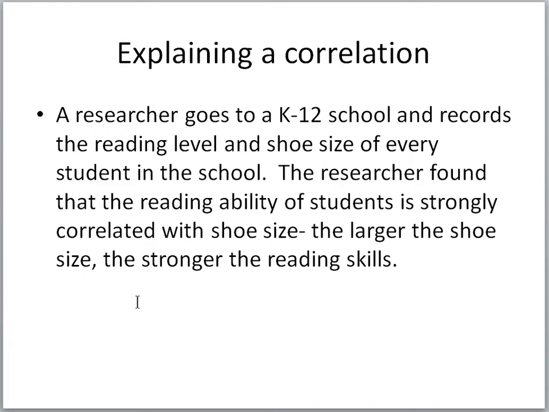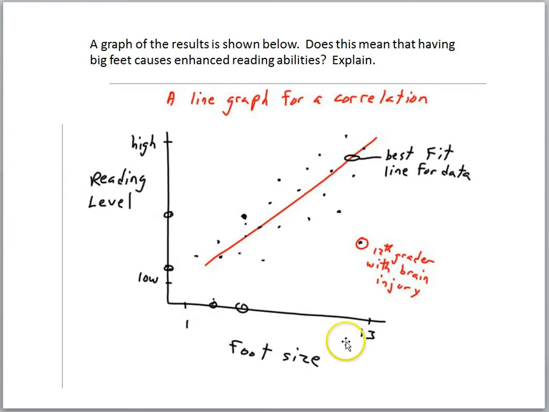A researcher goes to a K-12 school and records the reading level and shoe size of every student in the school. The researcher found that the reading ability of students is strongly correlated with shoe size. The larger the shoe size, the stronger the reading skills. Now, I'm going to show you a graph of that and then give you an opportunity to maybe think about what would explain that correlation. So this is what the graph might look like.